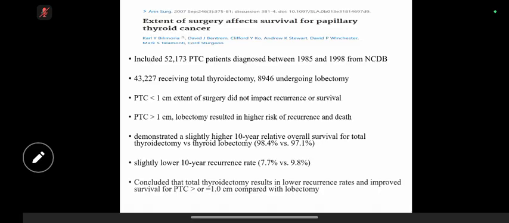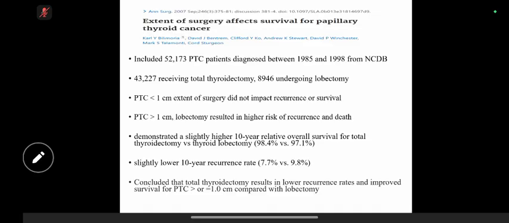88,900 patients received lobectomy. So, for papillary thyroid carcinoma less than 1 centimeter, extent of surgery did not impact recurrence or survival. For tumors that were more than 1 centimeter, lobectomy resulted in higher risk of recurrence and death. So, the study demonstrated a slightly higher 10-year overall survival for total thyroidectomy when compared to lobectomy. That was 98.4% and 97.1% respectively.